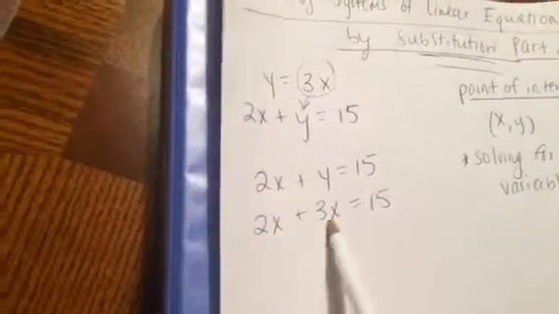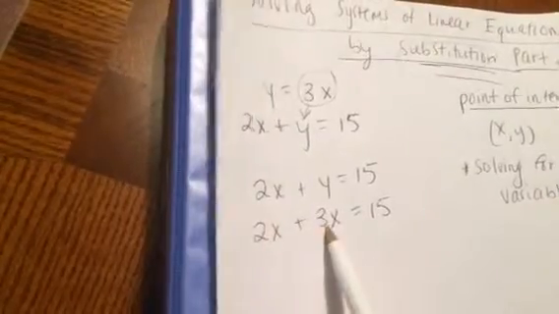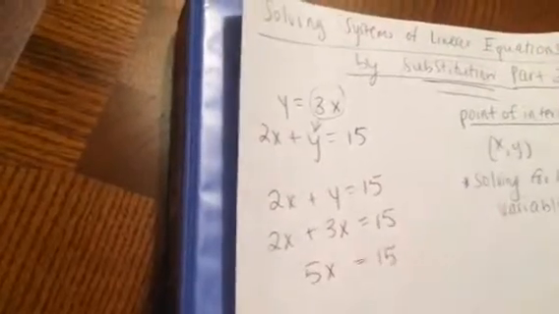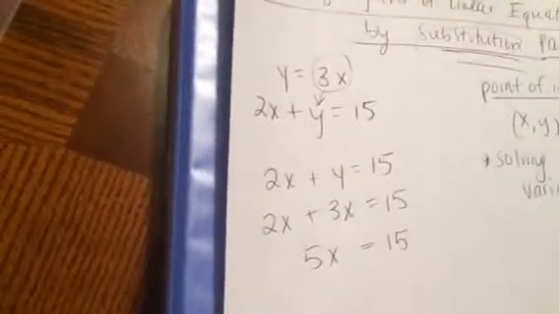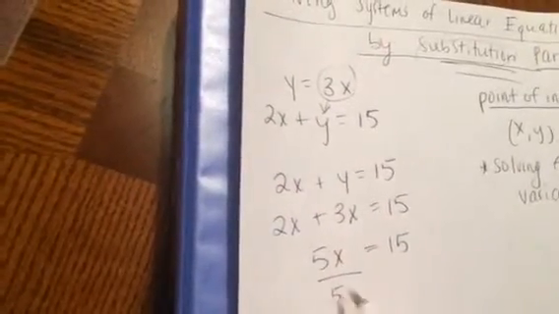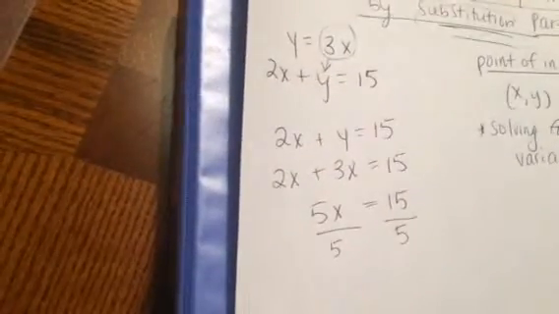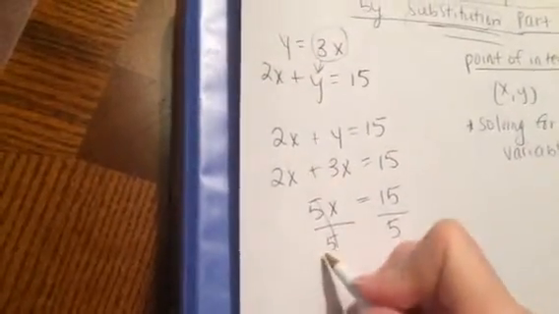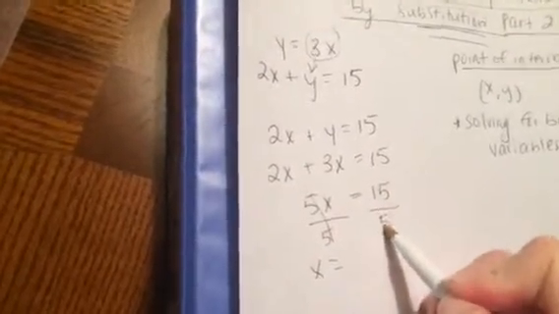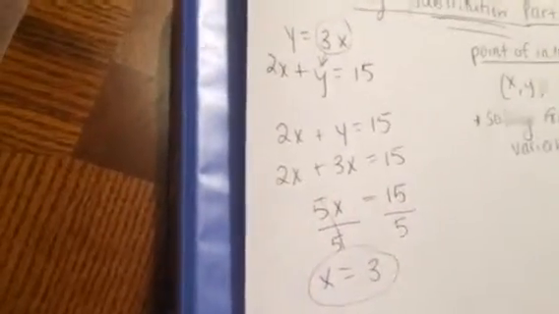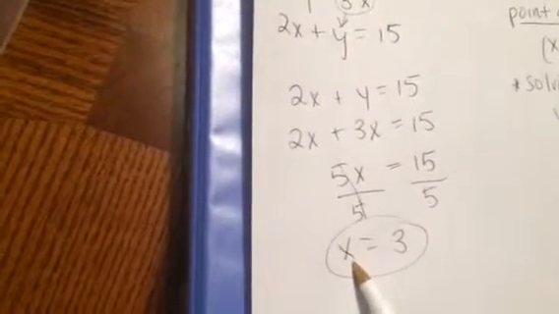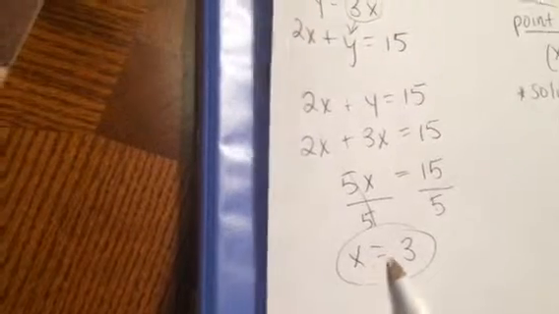Let's further solve. We can combine these like terms. A 2x plus a 3x is 5x equals 15. Further solve for x. Divide by 5 to get rid of it. Whatever you do to this side, you have to do to this side. These 5's cancel out, and you're left with x equals 15 over 5, or 15 divided by 5 is 3. So now we found one variable, the value of the variable: x equals 3.